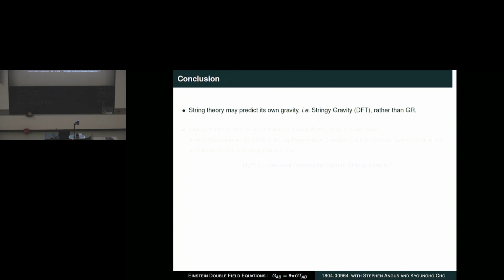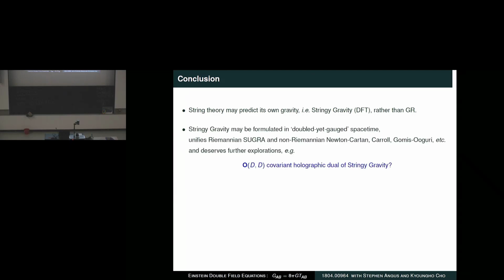String theory may predict its own gravity, namely string gravity, rather than GR. String gravity may also be formulated in this doubled-yet-gauged spacetime and unifies Riemannian supergravity and non-Riemannian gravities, such as Newton-Cartan, Carroll, or Gomis-Ooguri. It deserves further exploration, for example, the O(D,D) covariant holographic dual of string gravity. So thank you for your attention.